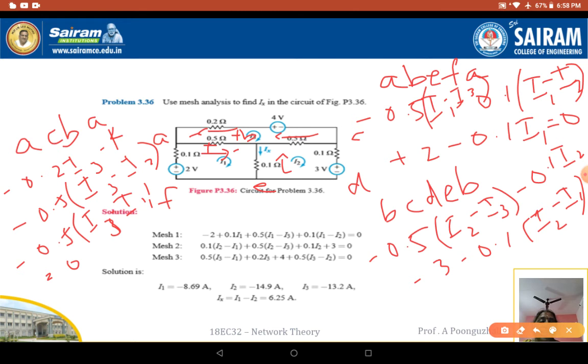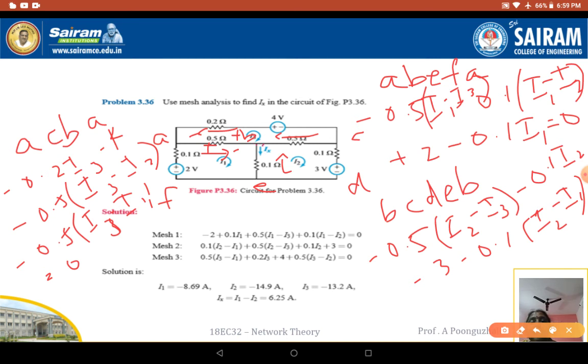So now I have got 3 equations. With these 3 equations, I'll solve it and find out my I1, I2 and I3. These are the currents. The negative currents denote that it should be in the opposite direction to what we have assumed. So your Ix, how to find out? They have asked you to find out Ix.